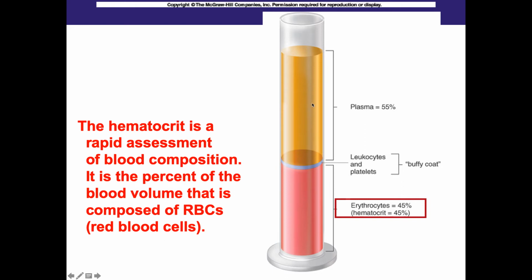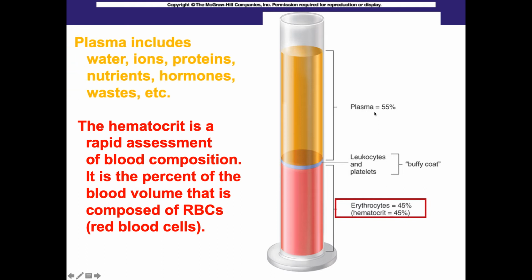About 55% of whole blood is plasma. And plasma includes water, ions, proteins, nutrients, hormones, and wastes. So if you donate plasma, what you're doing is donating your whole blood and they're taking the plasma part. They centrifuge it and then isolate the plasma.